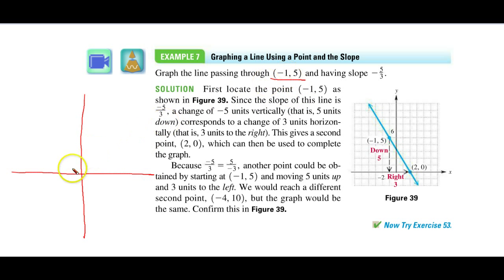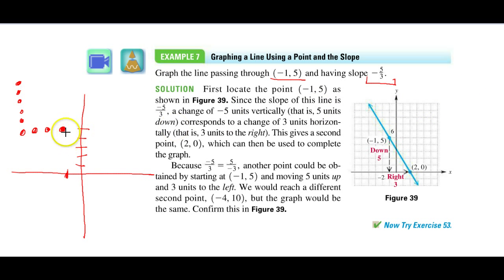So negative 1 is right there. Then we're going to go up 5. 1, 2, 3, 4, 5. So the point negative 1, 5 is right there. Now from that point, we want this slope. So again, it's negative 3. So we're going to go 3 units this way. 1, 2, 3. And we're going to go 5 up. 1, 2, 3, 4, 5.